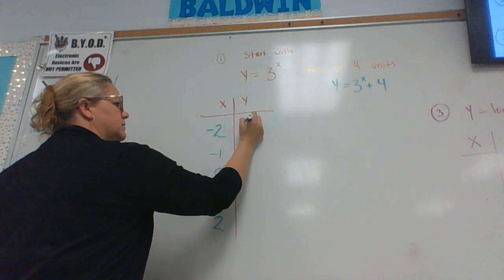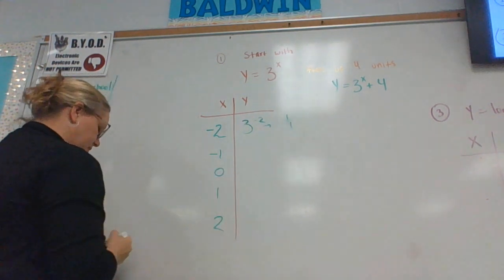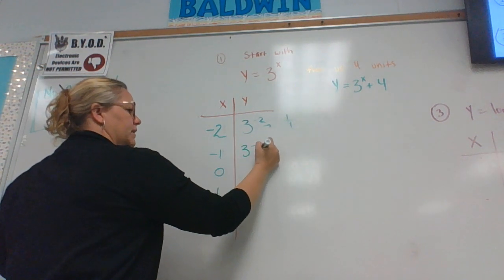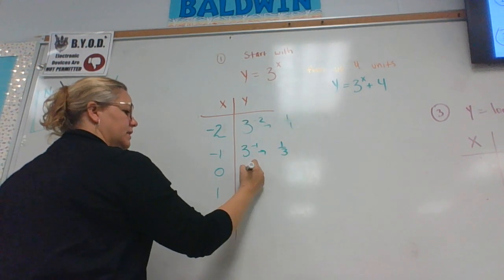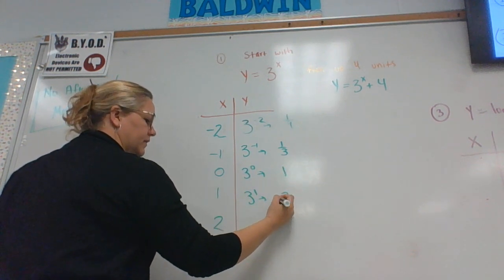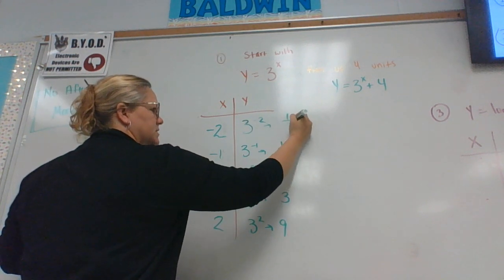So this would be 3 to the negative 2, which is 1/9. Well, this one's here. 3 to the negative 1, which is 1/3. 3 to the 0, which is 1. 3 to the first is 3. And 3 squared is 9. So that's your first table.